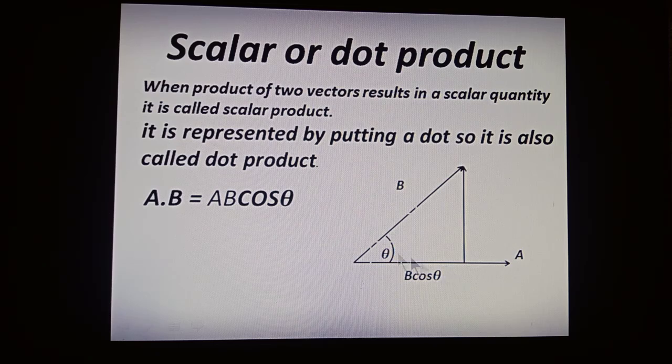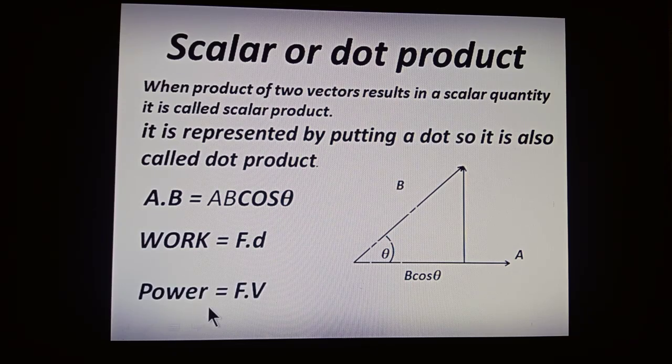For example, work is obtained by the product of force and displacement. Force is a vector, displacement is a vector, work is a scalar. So work is the dot product or scalar product of force and displacement. Similarly, power is another example of dot product. Power is a scalar quantity that is the product of two vectors, force and velocity.